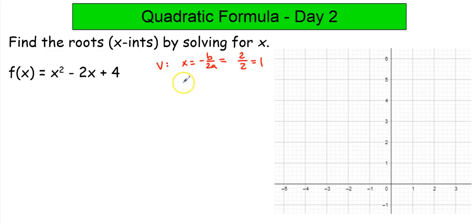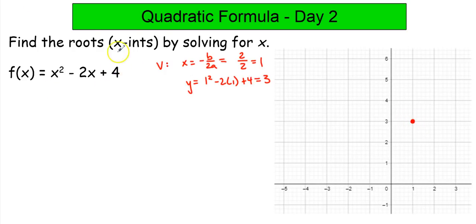Take this number and plug it back in for x, and we can find the y coordinate of the vertex. So y equals 1 squared minus 2 times 1 plus 4. And my y coordinate looks like it's going to be 1 minus 2 plus 4, so that looks like 3. So my vertex is going to be at 1 to the right and 3 up. Here's my vertex.